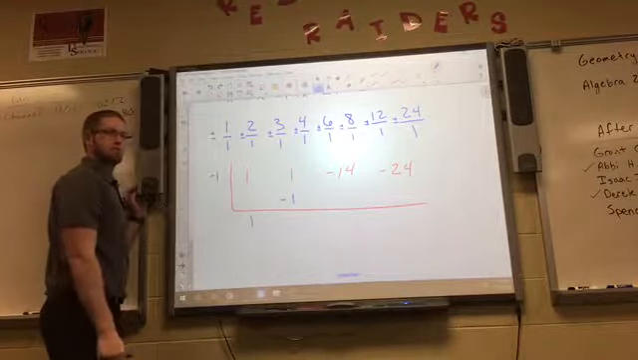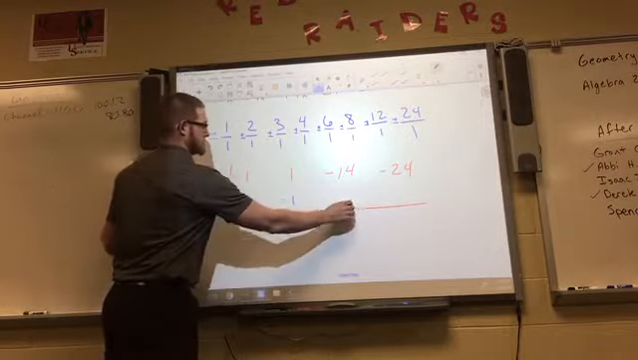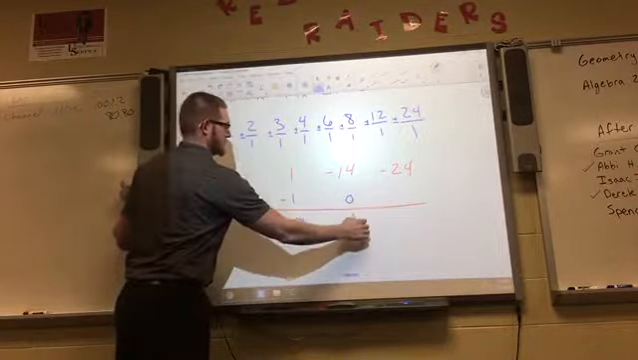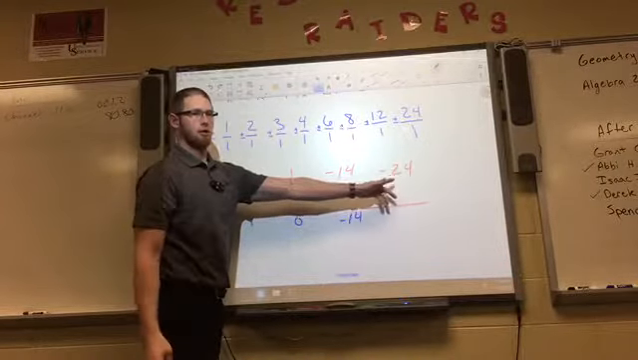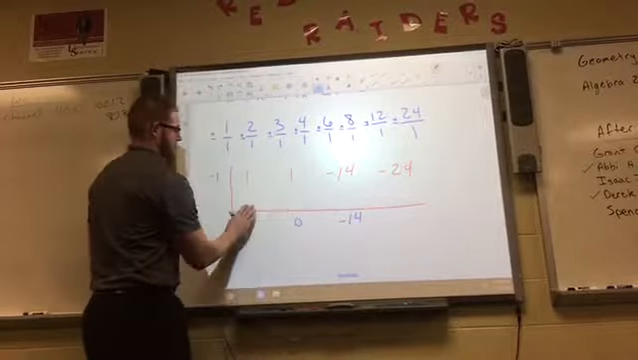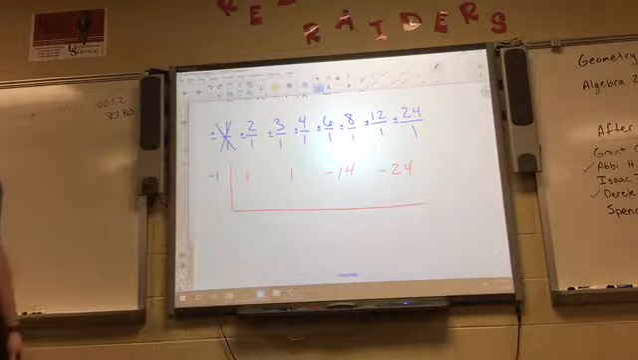Luckily, synthetic division is a fairly quick process. 0. 0. Negative 14. Negative 1 times negative 14 is positive 14. Not going to work, right? So I try a different one. Okay, those are obviously both out as options.